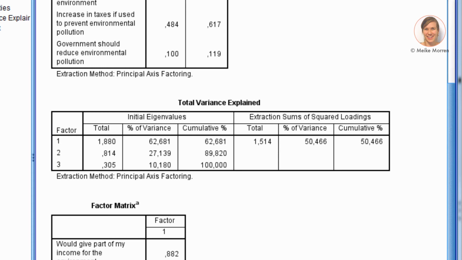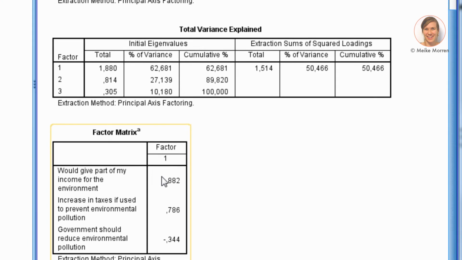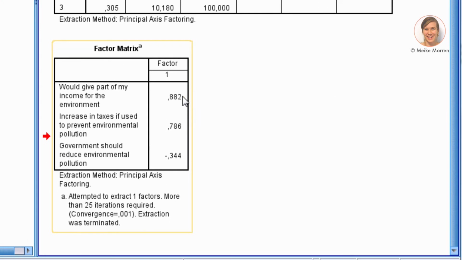Now let's go look at the factor matrix. So here you see the factor loadings. What do they mean? It means that if someone would be more positive about giving the income for the environment, he or she will also get a higher score on this factor.